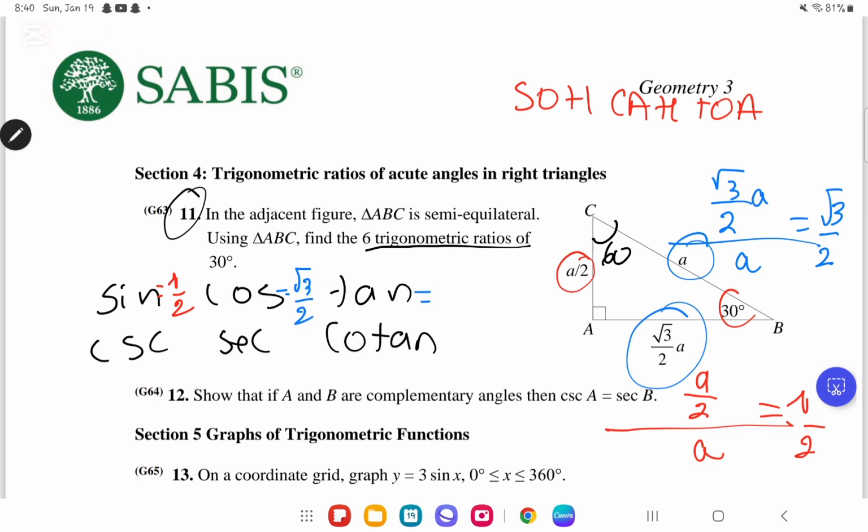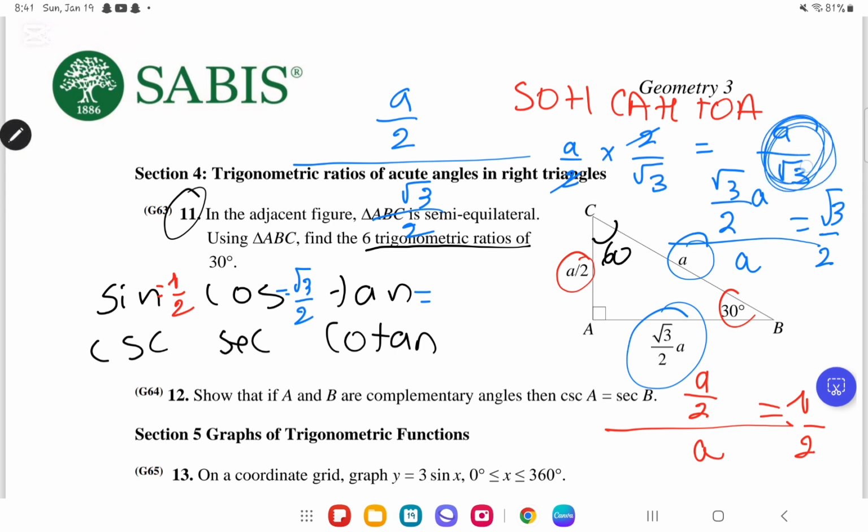Tangent is opposite over adjacent, so it's gonna be a over 2 divided by radical 3 over 2. So then that is a over 2 times 2 over radical 3. Cancel this and this. We get a over radical 3. You can do it like this, or you can apply that tangent is equal to sine over cosine. And if you do sine over cosine, you are gonna get radical 3 over 3. So very simply, tangent is radical 3 over 3.